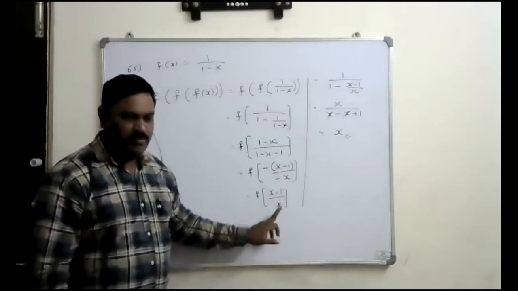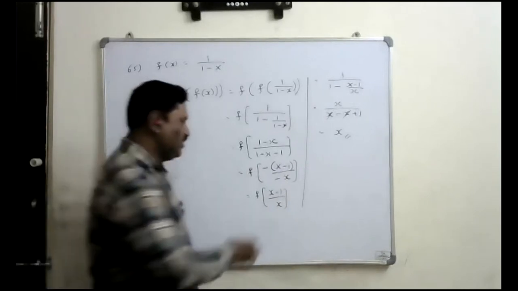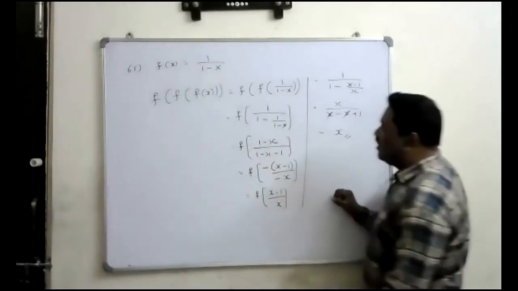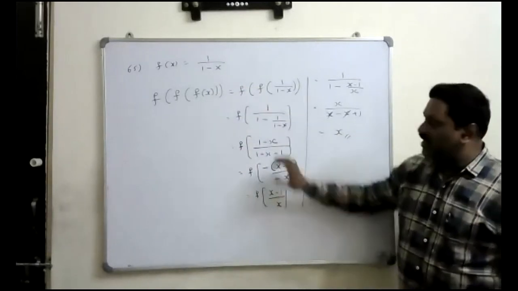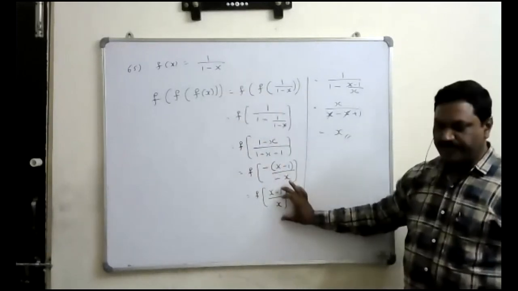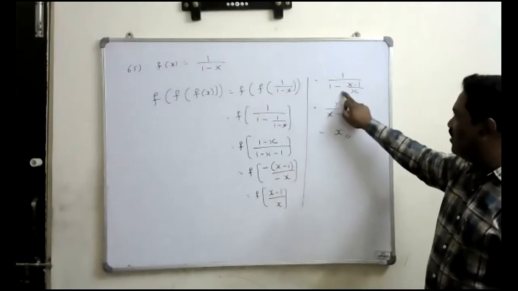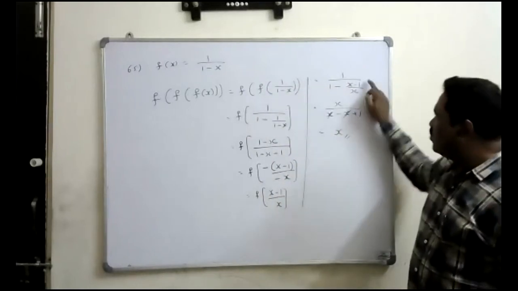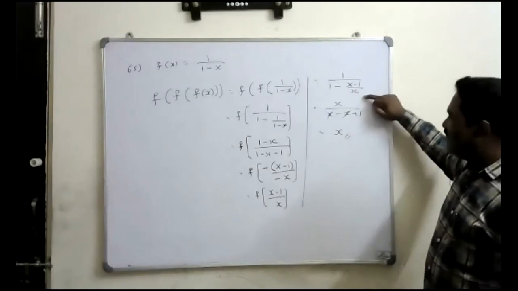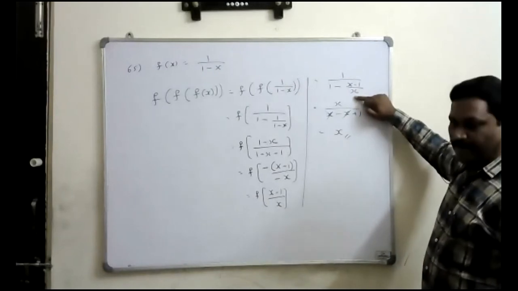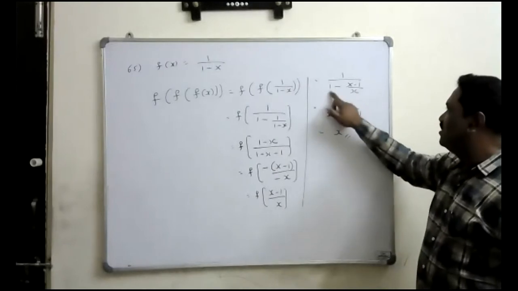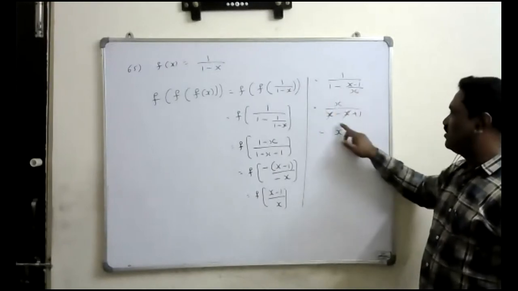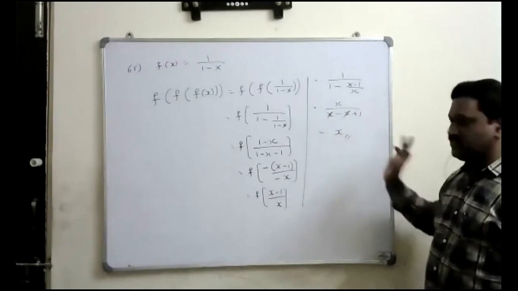f of x minus 1 by x. Again we have to calculate this. To calculate that, again in the given function, in the place of x, keep this value. Substitute this value in place of x. That is 1 by 1 minus x, where x is x minus 1 by x. Here the LCM is x. This LCM goes to the numerator, x, and this x comes here, x minus x is plus 1. So x is cancelled. Plus 1 means x is the answer.